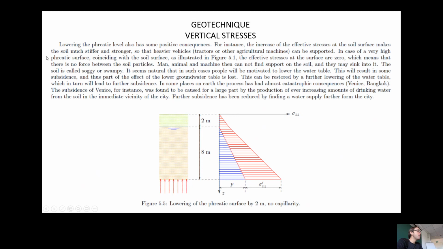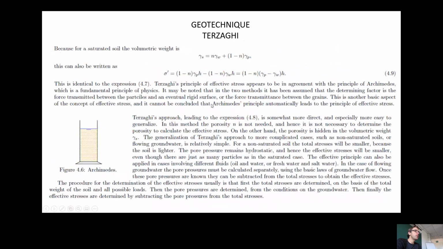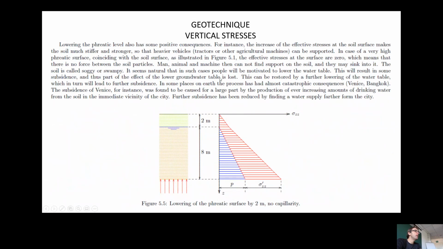In case of a very high phreatic surface coinciding with the soil surface, for example, as we saw here, in this case, the effective stresses at the surface were zero, which means that there is no forces between the soil particles. Man, animal, machine then cannot find support of the soil and they may sink into it. The soil is called soggy and swampy. It seems natural that in such cases people will be motivated to lower the water level.